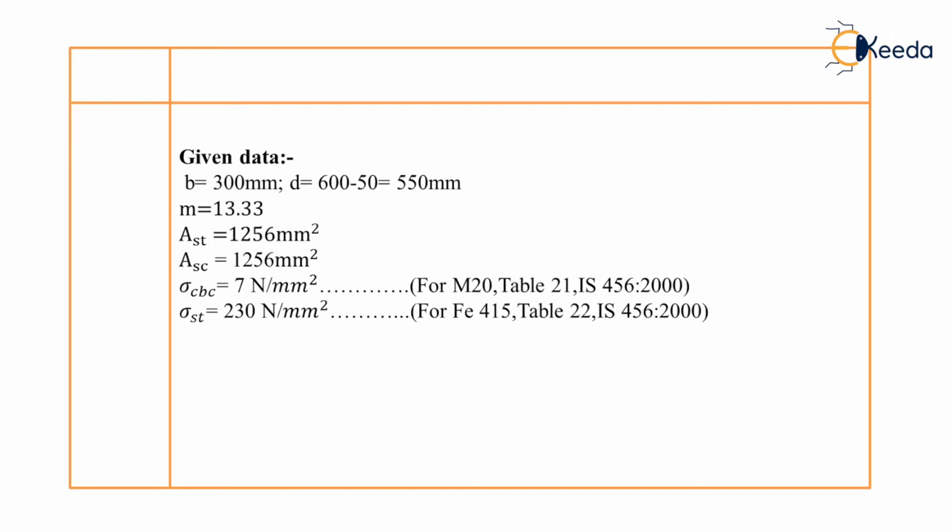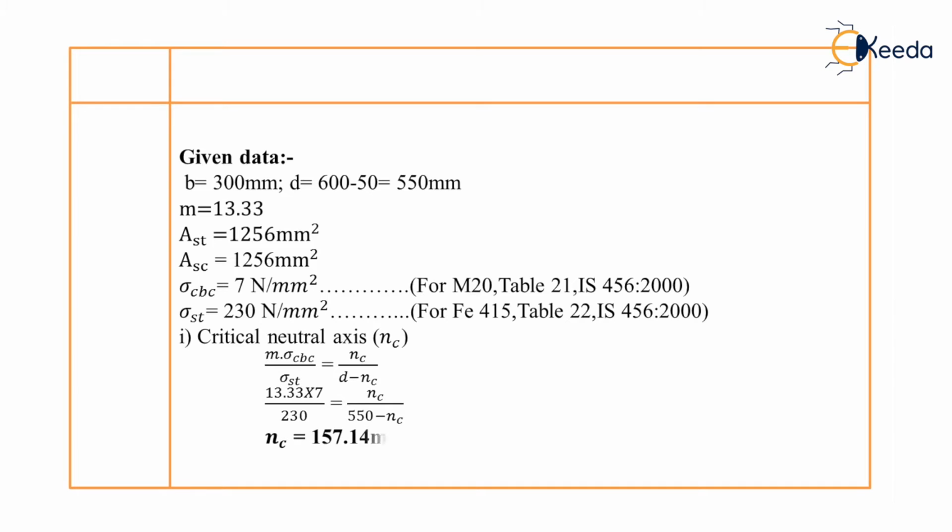Now our first step is to calculate the critical neutral axis NC. We have the equation here, and after putting in the values for M, that is 13.33, sigma CBC as 7, sigma ST as 230, and small d, that is the effective depth, as 550 mm, and solving this equation, we will get the NC value, which is equal to 157.14 mm.